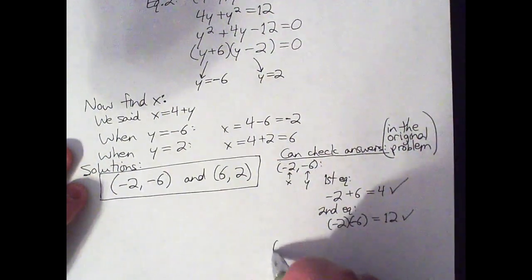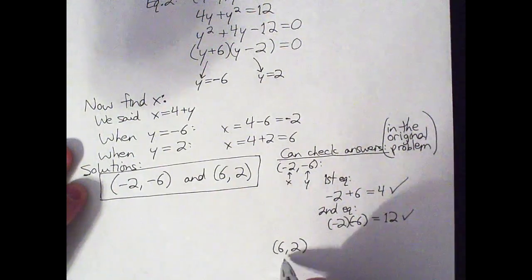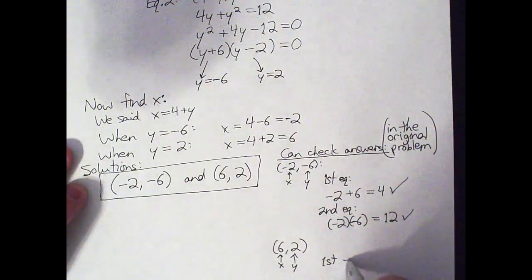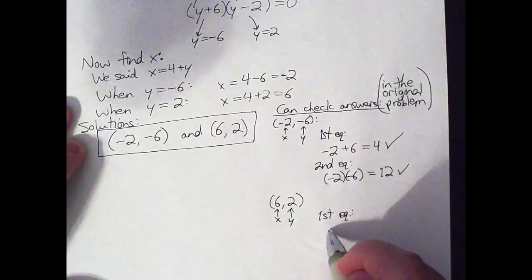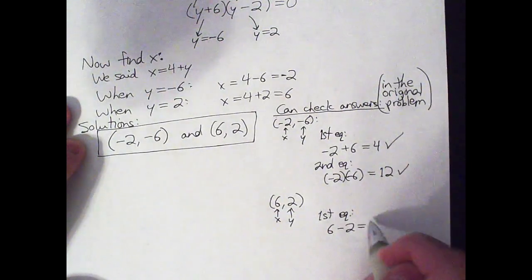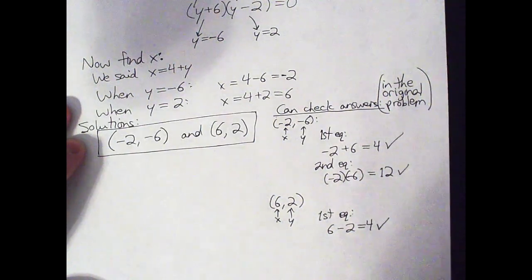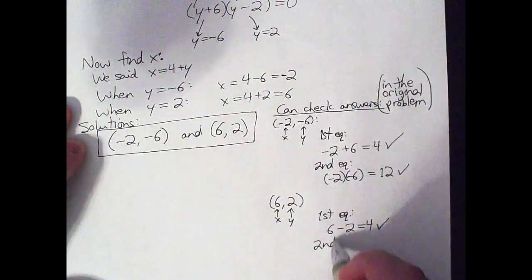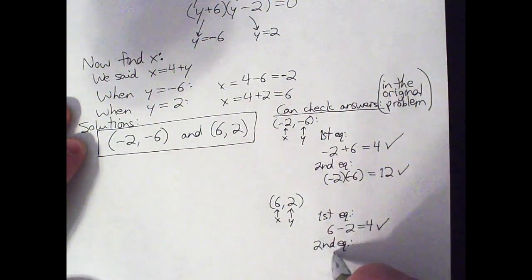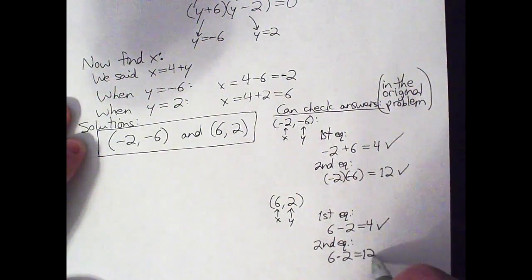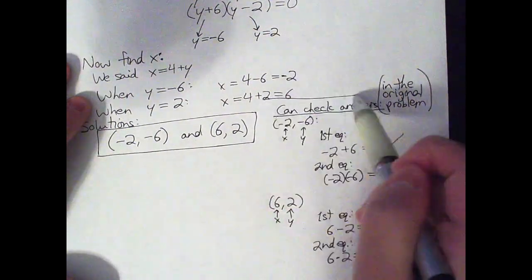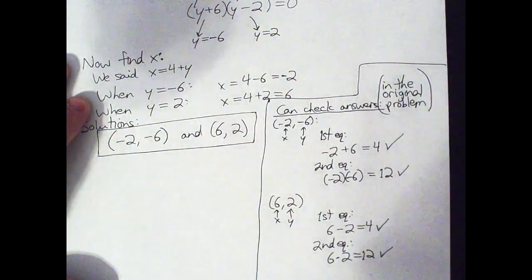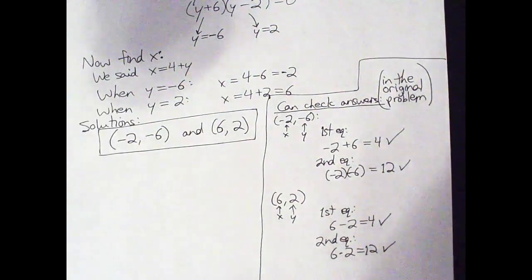But we should also check the other one if we want to be thorough. So let's check this x and this y. In the first equation, x minus y, so 6 minus 2 equals 4. Yes, that works. And in the second equation, 6 times 2 does equal 12. Yes, this works. So you see, checking their answers was pretty fast. Let me section this off. That's pretty fast, right? So do that if you want to be extra sure.